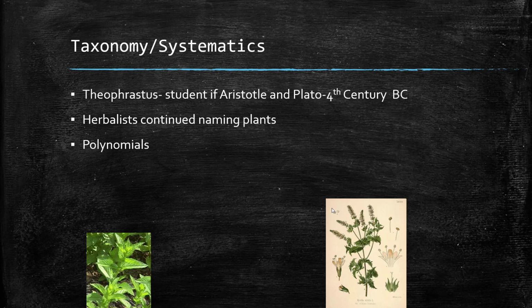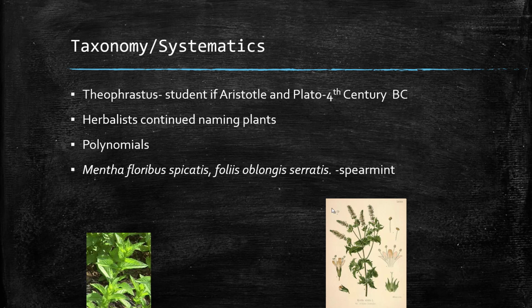But their names were polynomials. Poly means many, and nomial means name. So this is many names. For example, this plant down at the bottom of the screen, its name back in the Middle Ages was Mentha floribus spiccatus folius oblonga serratus. That means mentha, which is mint, like menthol, flowers in a spike, foliage is oblong and serrated. The common name for this plant nowadays is spearmint, okay?